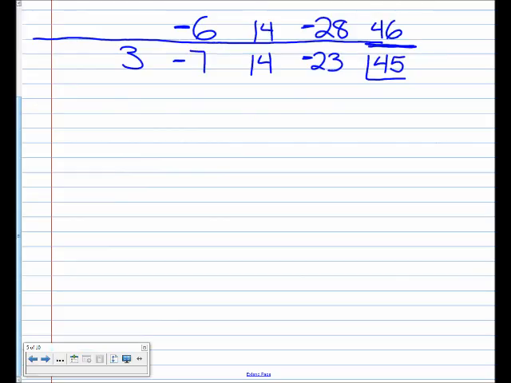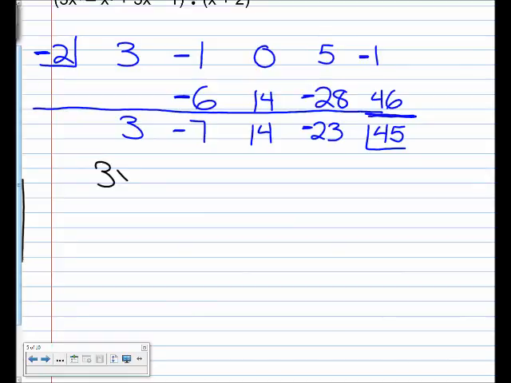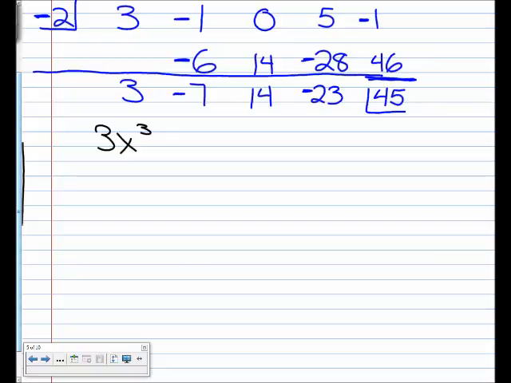What did my dividend start out as? 3x to what power? The 4th power. So you always go 1 less. What's 1 less than to the 4th power? 3rd. So I'm going to write 3x to the 3rd power minus 7x squared. Hopefully you see where I'm getting these numbers. Plus 14x minus 23.